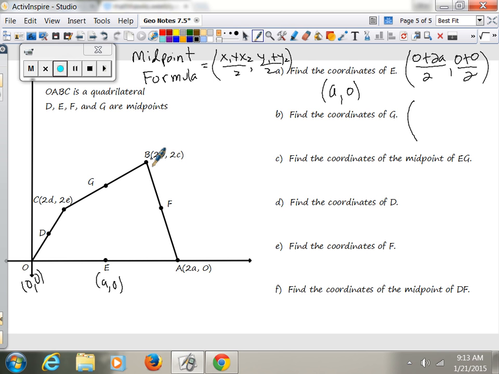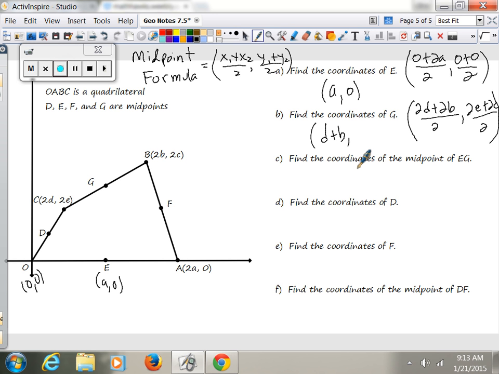So C and B, we want to add these X's divided by 2, add the two Y's and divide by 2. So 2D plus 2B divided by 2. And 2E plus 2C divided by 2. That's going to give us our midpoint. What can we do on the top here? We can take out a 2. And that 2 then would reduce with the bottom 2. The 2's would cancel out. So what's just going to be left over? It's just going to be D plus B because the 2's are coming out. So it's going to be D plus B is your X coordinate.